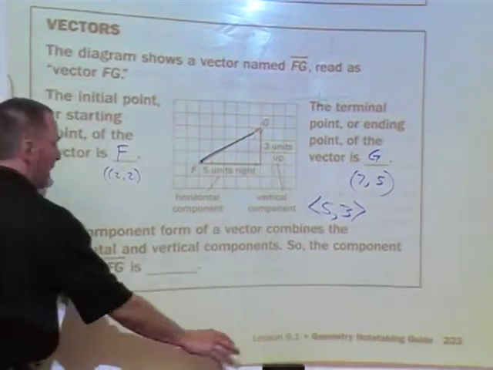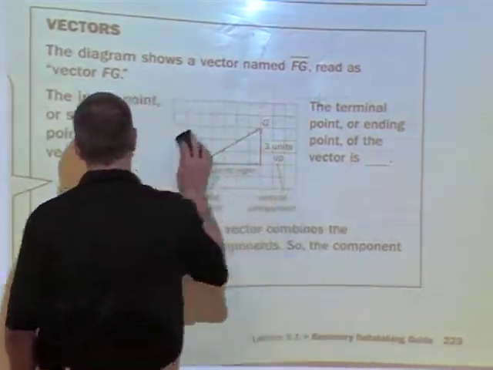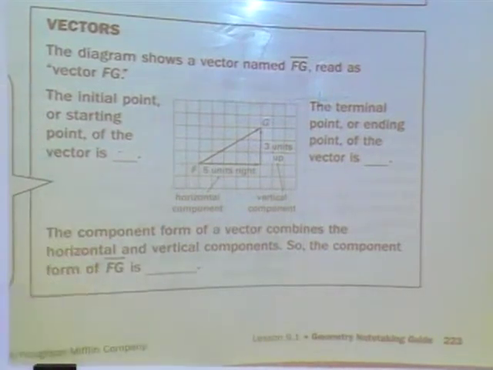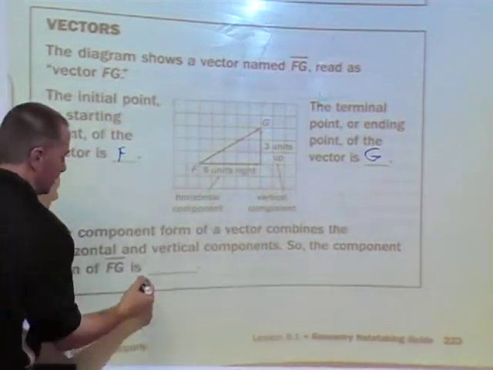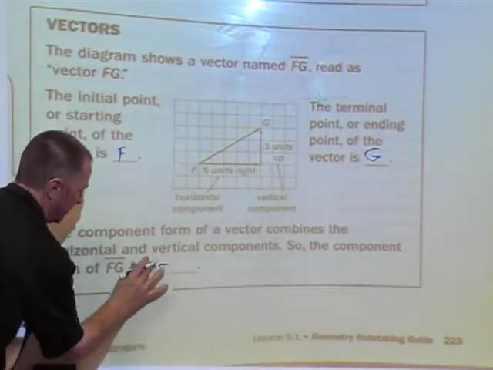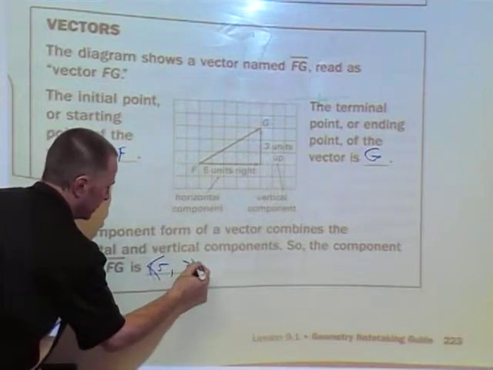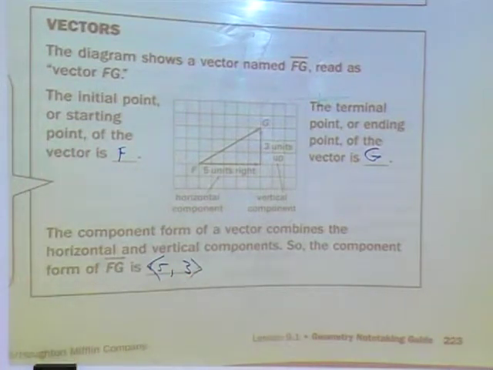Alright, enough of that. That's what a vector is. Let's answer this other question here. The component form of a vector combines the horizontal and vertical components. That's what we just did. So this was F, this was G, and this is our 5 and our 3. That's component form. That's what that's called.